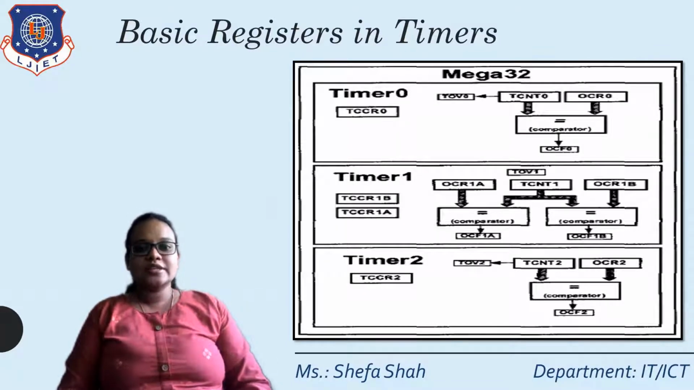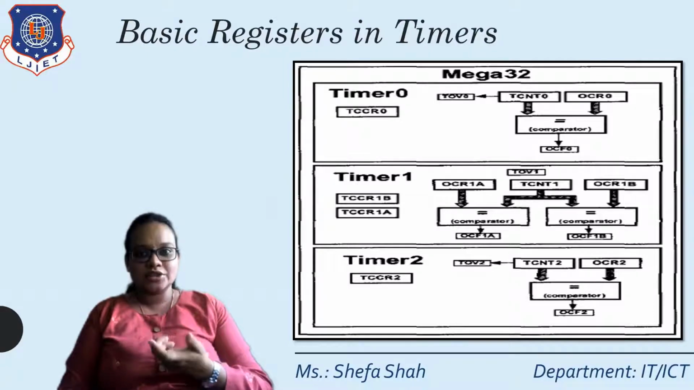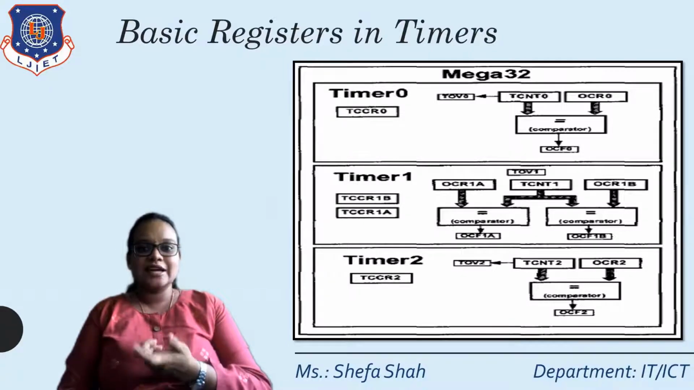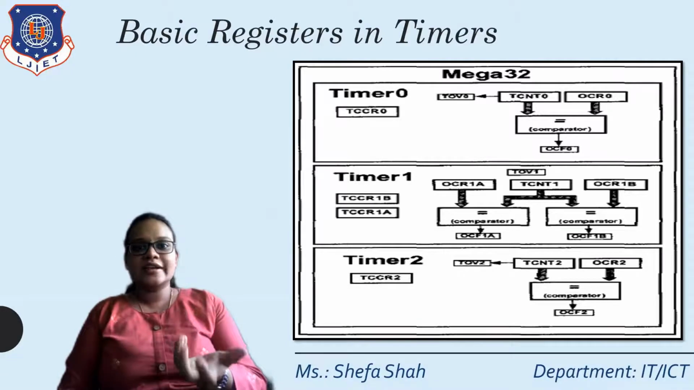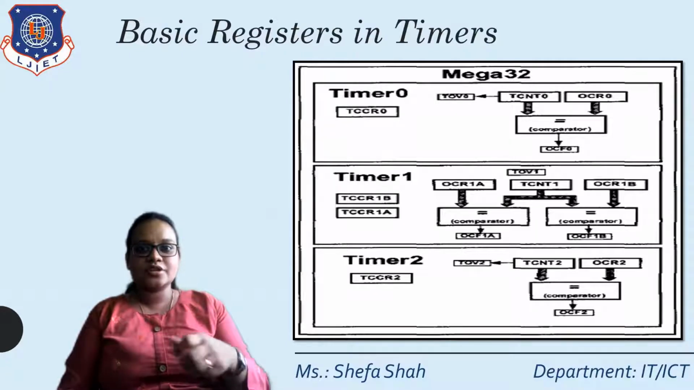In the figure, you can see that each timer has a TCCR register. TCCR stands for timer counter control register. For timer 0, it is TCCR0. For timer 2, it is TCCR2. And for timer 1, which is 16 bits, the control register is divided into 8-bit chunks, so there are 2 control registers, TCCR1A and TCCR1B. These are the timer control registers for controlling timer 0, timer 1, and timer 2.